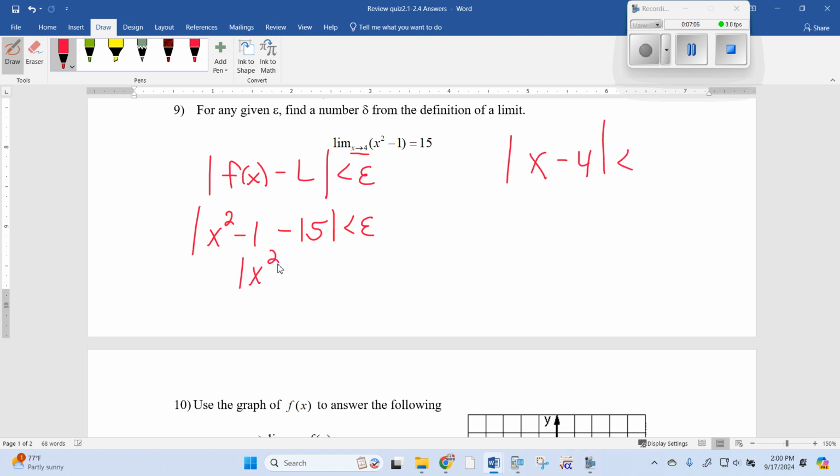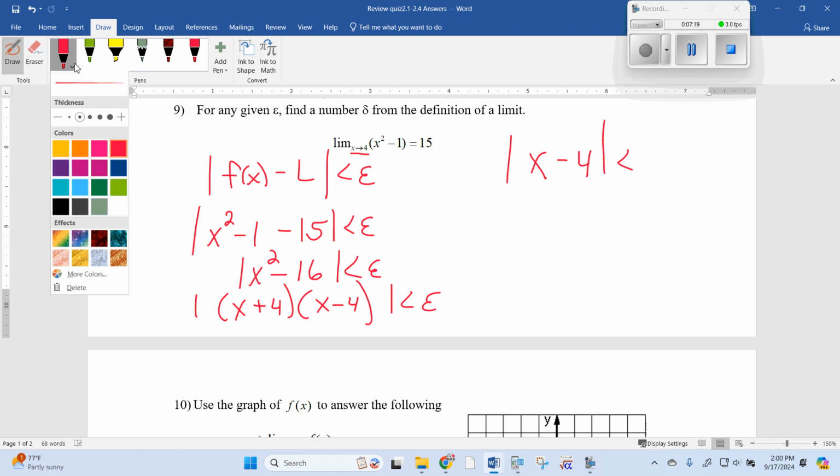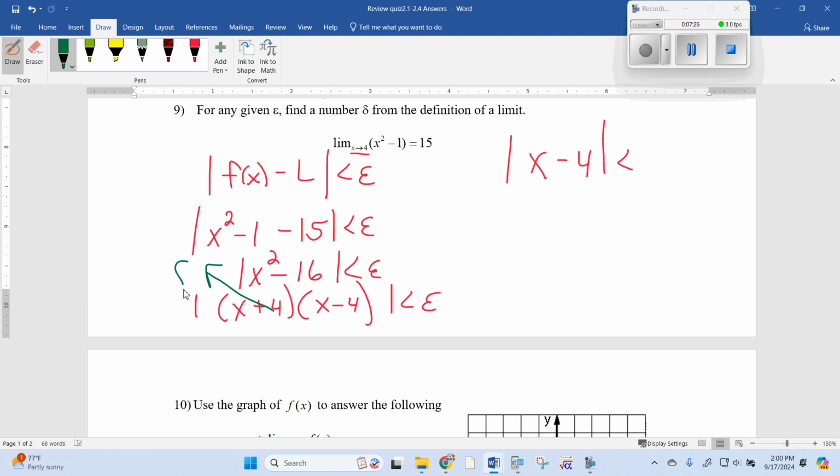So we get x squared minus 16, which factors into x plus 4, x minus 4. And we know as x gets close to 4, x plus 4 gets close to 8. So I'm going to divide by that 8, but because I'm dividing, I have to make it 1 bigger. So I'm going to divide by 9. So my delta is epsilon over 9.